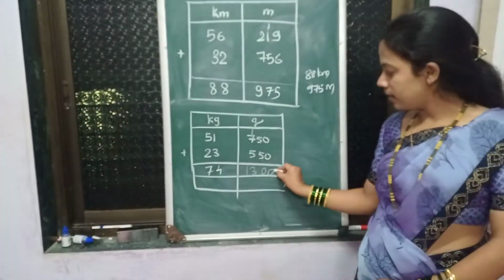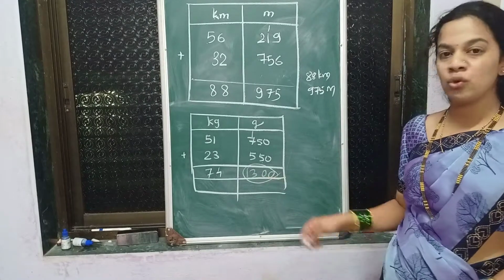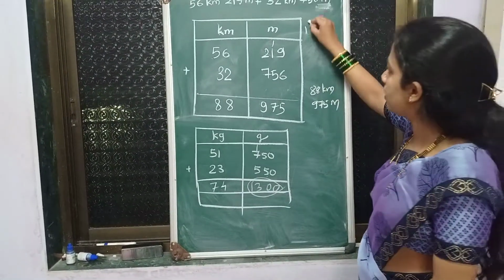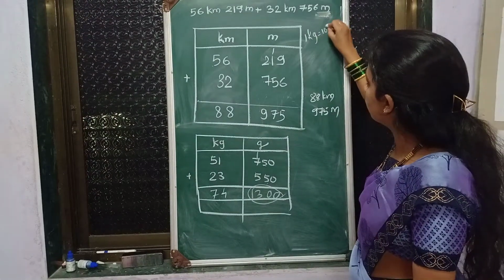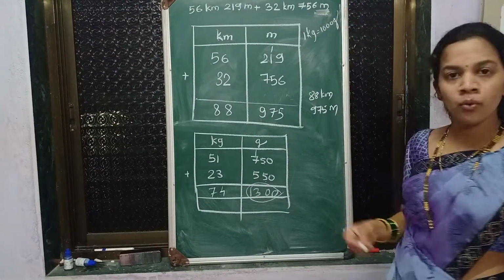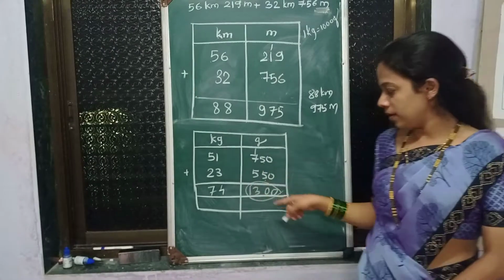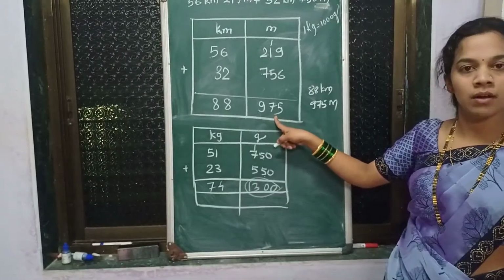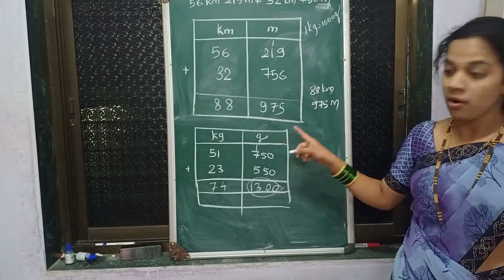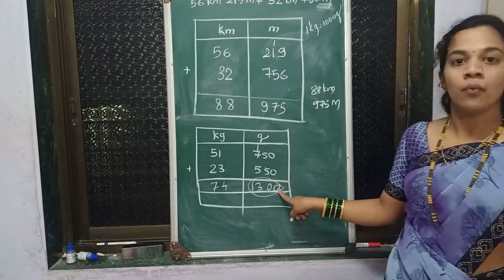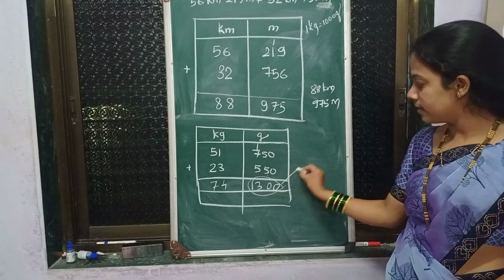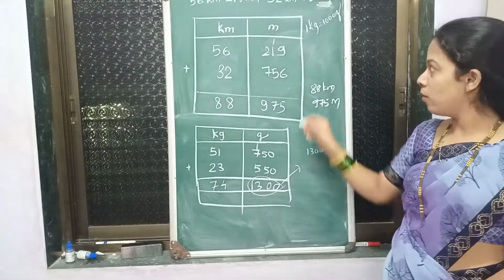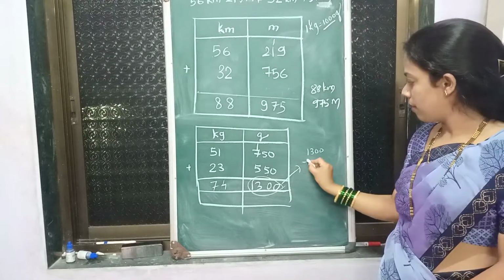Now you can clearly see over here 1300 is exceeding 1000. Why is it exceeding 1000? We know the conversion that 1 kg is equal to 1000 gram. But now over here 1300 is exceeding 1000. Earlier it was not exceeding 1000, that's why the answer remained as it is. But when it is exceeding 1000, what are you supposed to do? You are supposed to write this number aside, 1300, and from that you are going to subtract 1000.